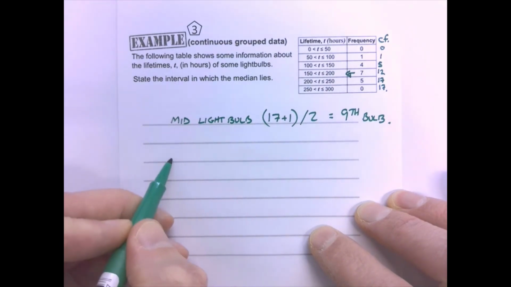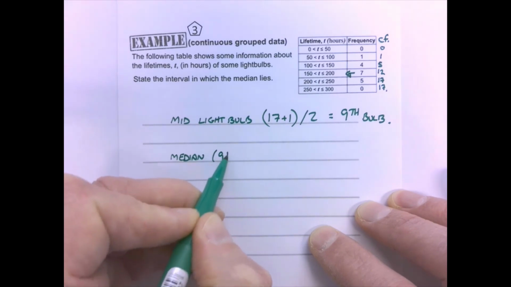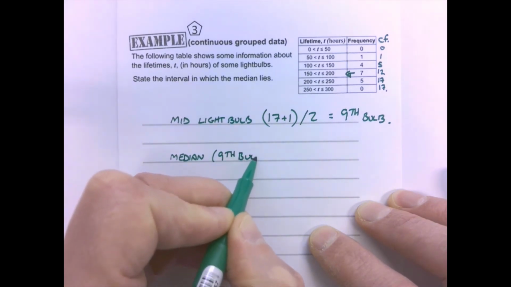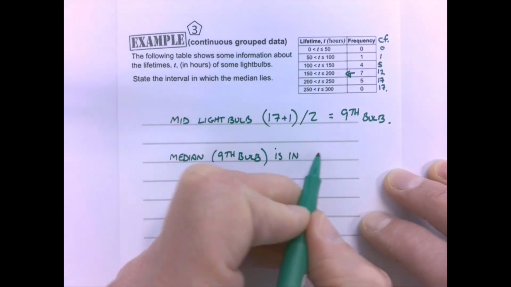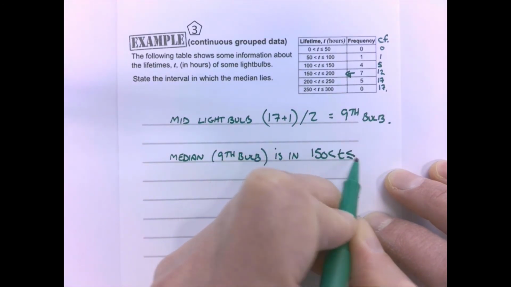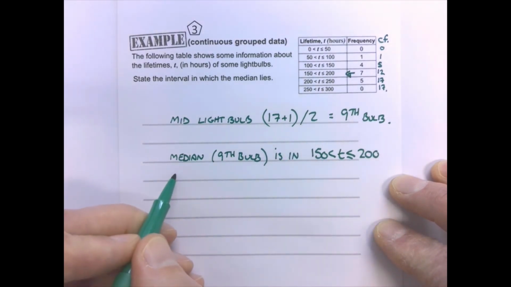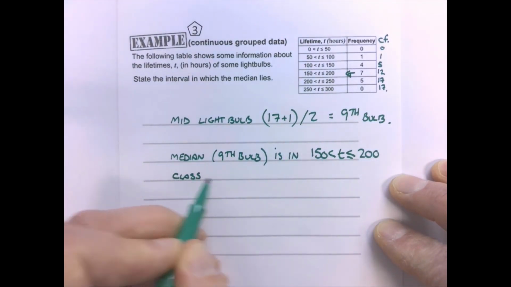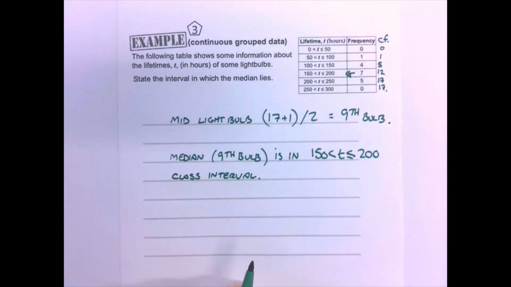So the median, the 9th bulb, is in the 150 to 200 class interval. Okay, and that's the best we can do. I can't give it a specific number, I just know that it's somewhere in the 150 to 200 hours grouping.